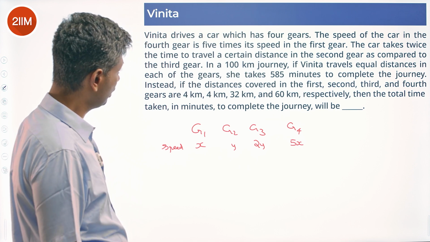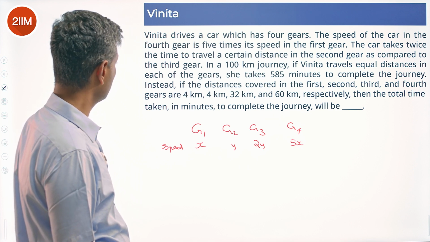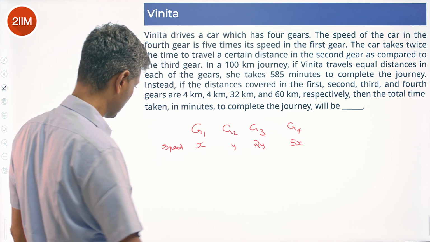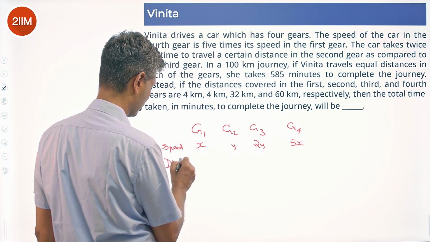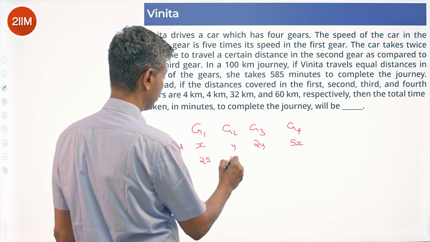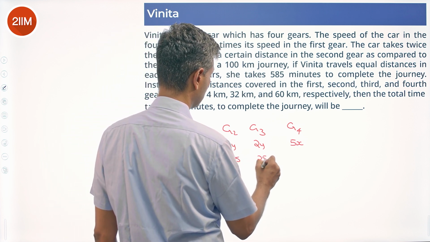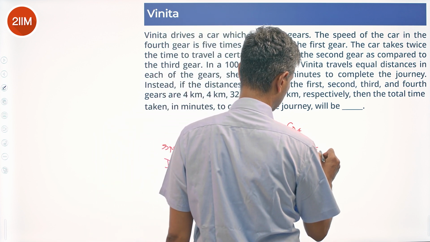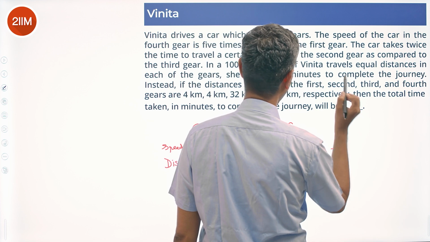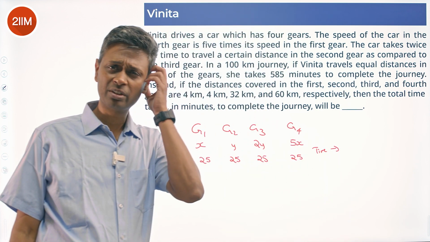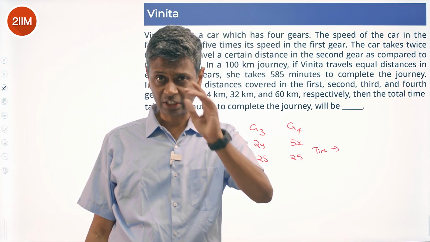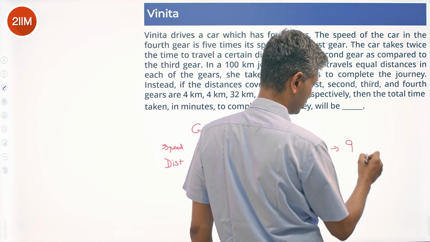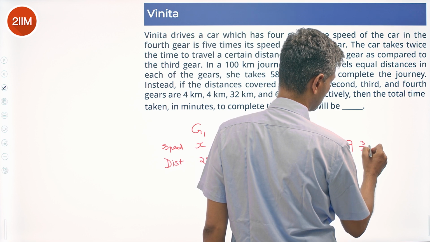In a 100-kilometer journey, if Vinita travels equal distances in each of the gears, she takes 585 minutes to complete the journey. So, equal distances: 25, 25, 25, 25. In this scenario, time taken is 585 minutes. I don't like 585 minutes. In hours, 540 minutes is 9 hours. So this is 9 hours and 45 minutes, or 9 3/4 hours.